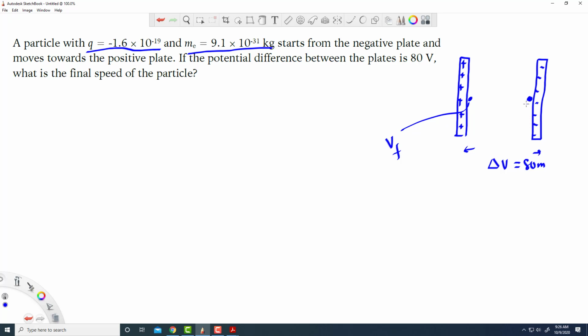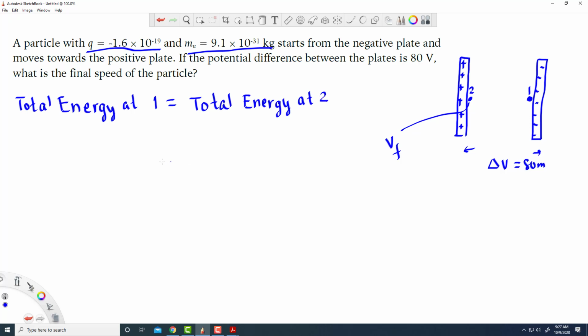So this particle has some total energy at this point, let's call that point 1, and some total energy at point 2, and the energy is conserved between 1 and 2. Okay, so the total energy at 1 is equal to total energy at 2. So the total energy at 1 is potential energy at 1 plus kinetic energy at 1, equal to total energy at 2, which is potential energy at 2 plus kinetic energy at 2.